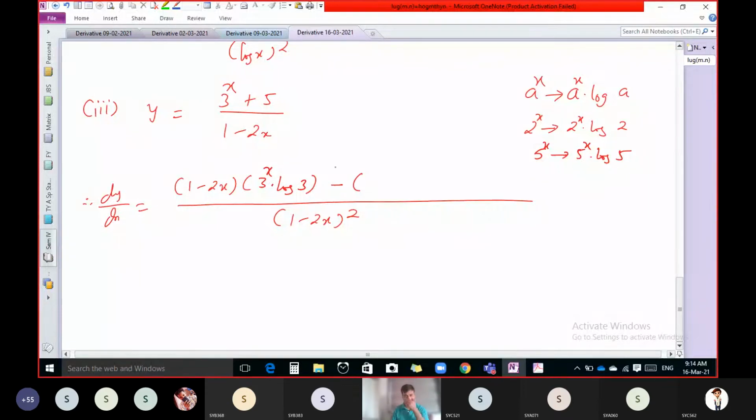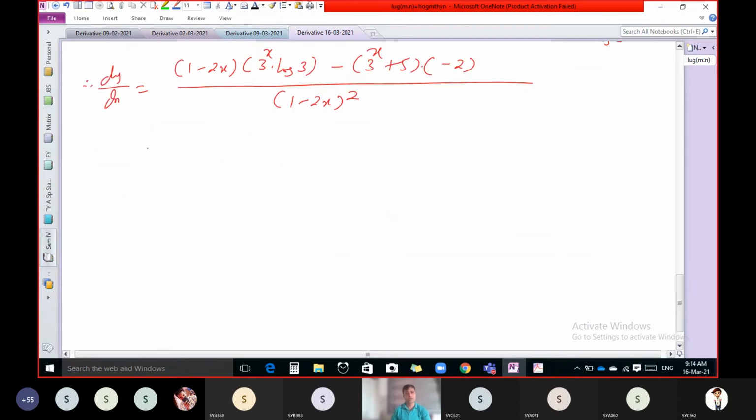Minus this 3 raised to x plus 5 as it is, into the derivative of this numerator. Tell me the derivative of the numerator. Minus 2. Correct. Now simplify. So therefore dy by dx is 1 into this, so we get only 3 raised to x into log 3, then minus 2x into 3 raised to x into log 3.